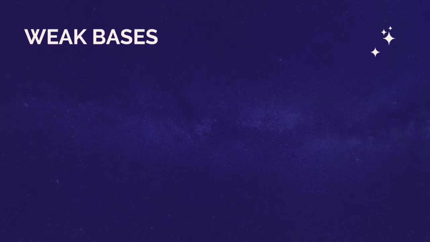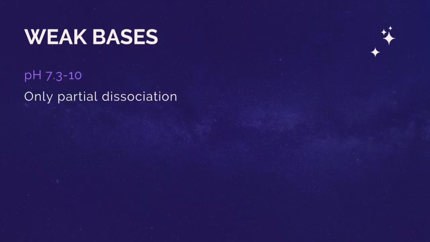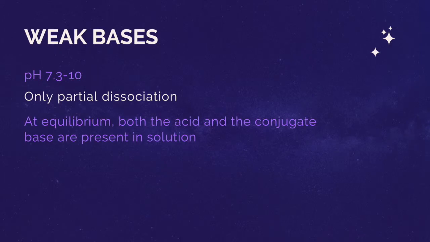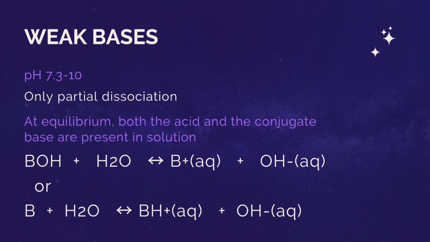Now we will talk about weak bases. They have a pH of around 7.3 to 10. Weak bases only partially dissociate in water. At equilibrium, both the acid and the conjugate base are present in the solution. These are two equations that represent the dissociation of a weak base. Both equations contain a double arrow, indicating that they reach equilibrium.